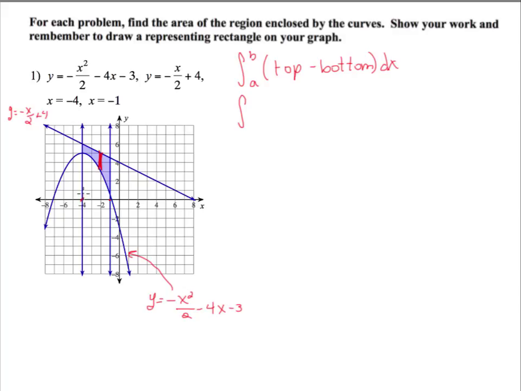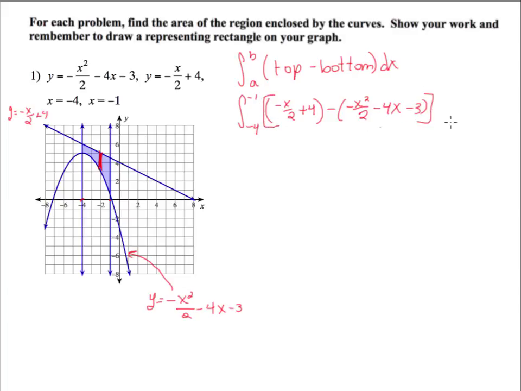So let's look at our example here. We're going to be integrating from negative 4 to negative 1. And our top function is going to be our linear equation, negative 1/2 x plus 4, minus our bottom function, which is going to be the negative 1/2 x squared minus 4x minus 3. Now notice that when I write this, I'm writing my top function in parentheses and my bottom function in parentheses. This is a good habit to get into so that you remember to distribute the negative to all the terms of the bottom function.